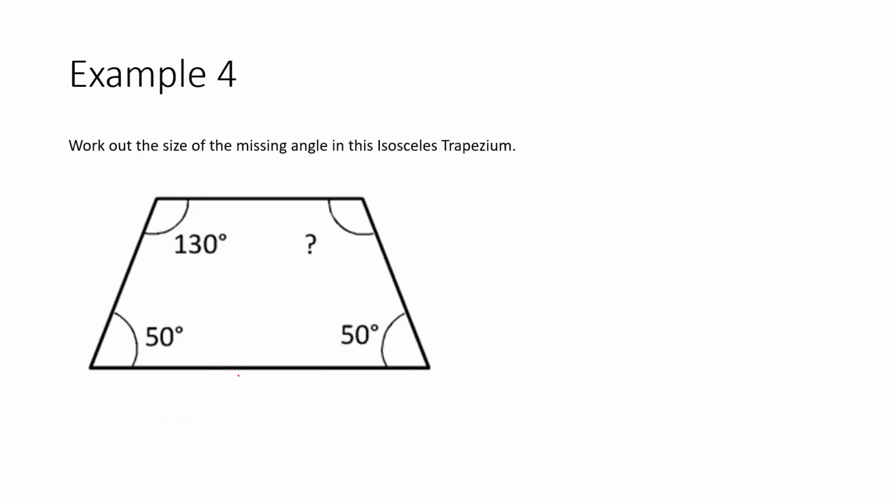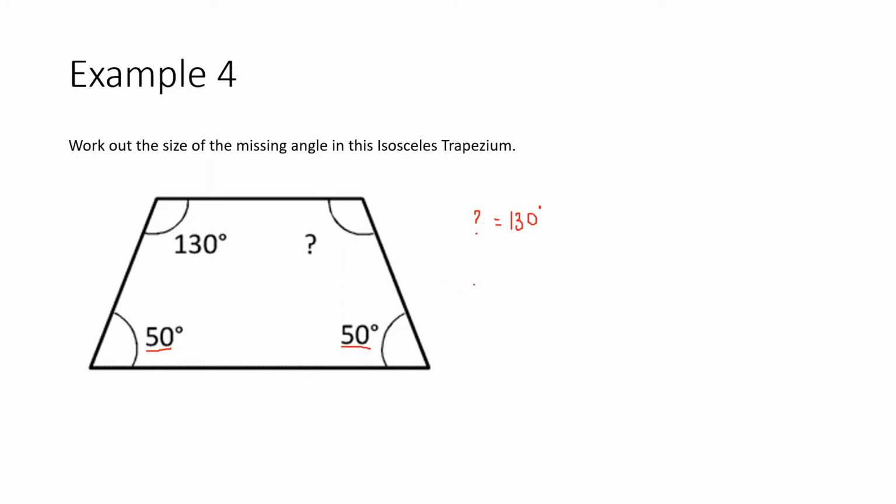Work out the size of the missing angles in this isosceles trapezium. Remember, when we have an isosceles trapezium, our parallel angles are equal, so our bottom angles are equal. This angle here is equal to this one. Therefore, our top angles are also equal to each other. So our missing angle is equal to 130 degrees.